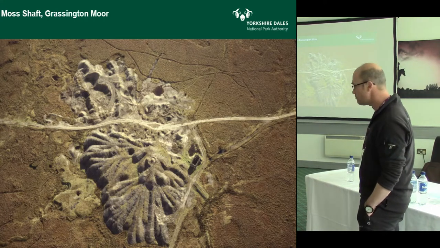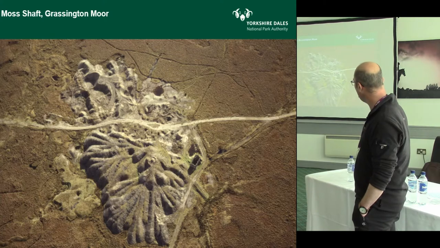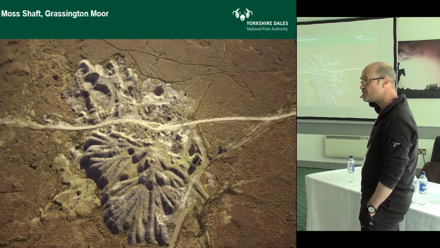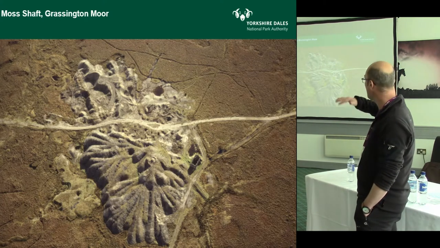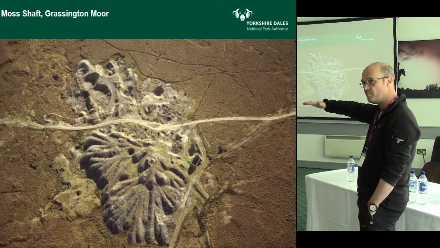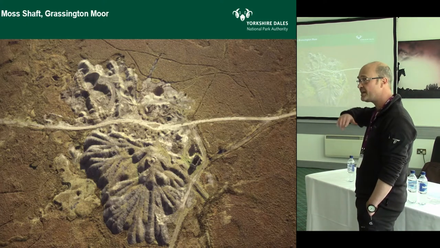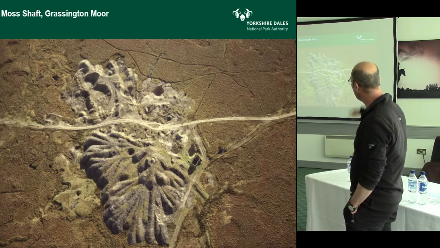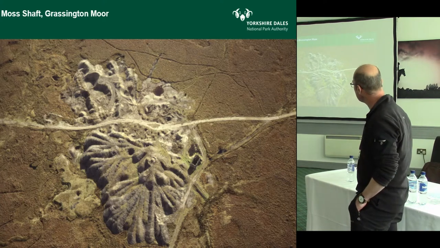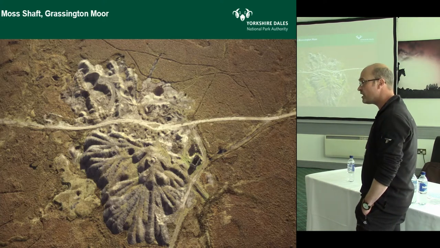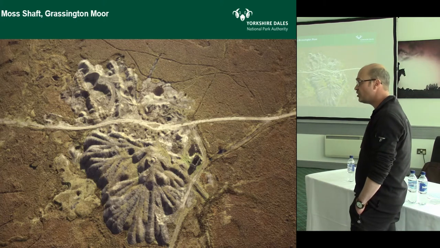This again is Moss Shaft on Grassington Moor, an early 19th century deep mine shaft. Grassington Moor is like a big dome, so there are very few places to put adits in. On the top side of the picture, you can see what was quite a large dressing floor, but it's actually very disturbed.